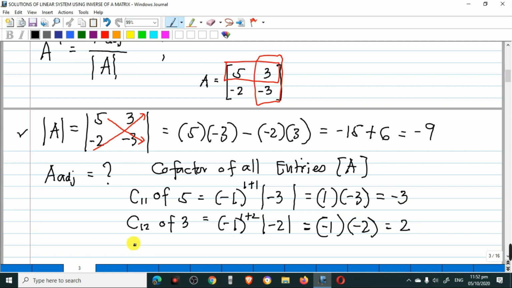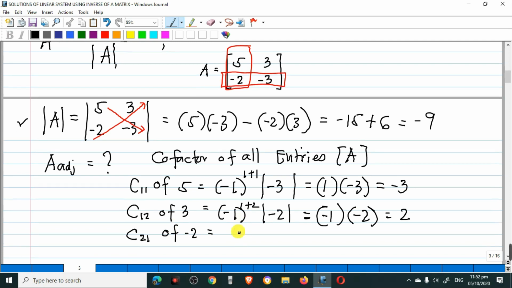Yan. Next, the cofactor of the second row and first column. Okay, tayo sa ating cofactor of negative 2 na. So, again, mark first para hindi kayo malito. We have here second row and first column. Okay? So, this is the cofactor of negative 2. And this is equals to, stats ko lang.